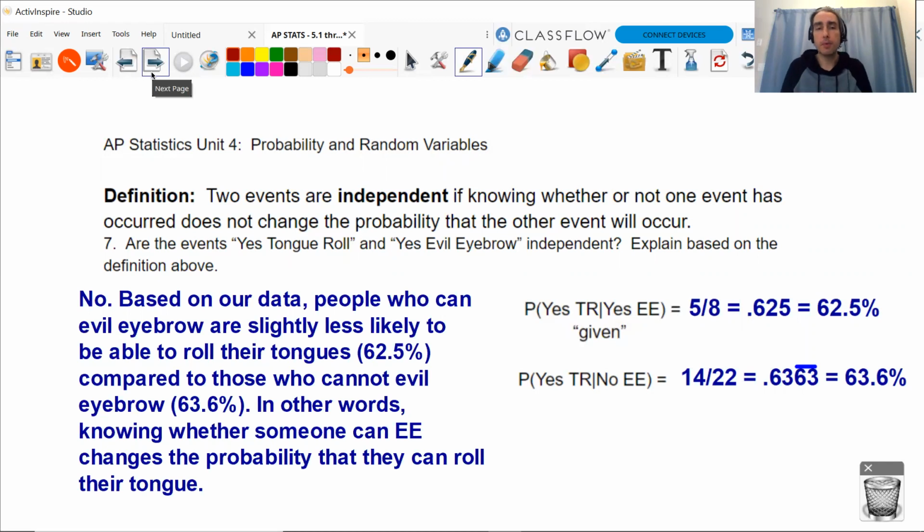Based on our data, people who can evil eyebrow are less likely to be able to roll their tongues. Now it's close, but again, they have to be exactly the same for them to be independent. And so they're not going to be independent in this case. In other words, knowing whether someone can evil eyebrow changes the probability they can roll their tongue.